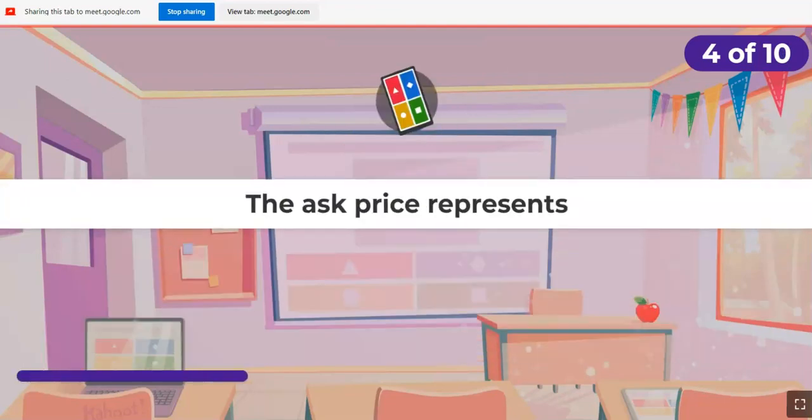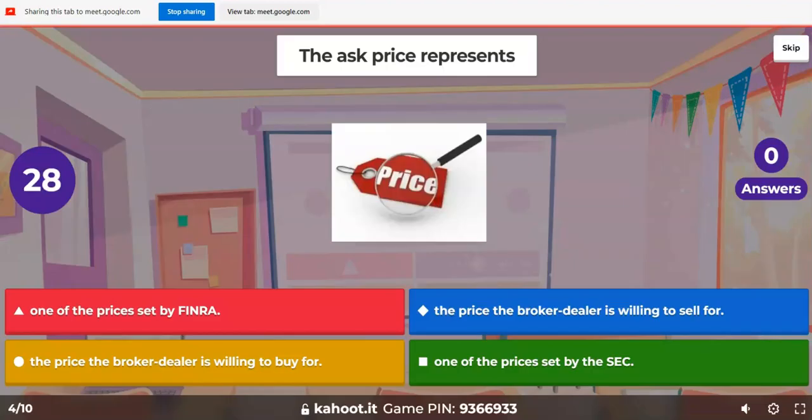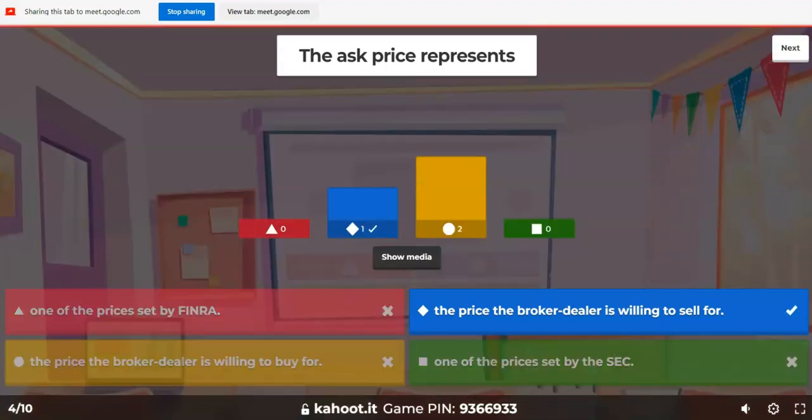Next question. The ask price represents: A, one of the prices set by FINRA. B, the price the broker-dealer will sell for. C, the price the broker-dealer is willing to buy for. Or D, one of the prices set by the SEC. Okay, very good. It is the price that the dealer will sell for.